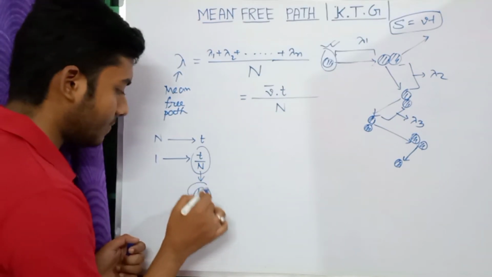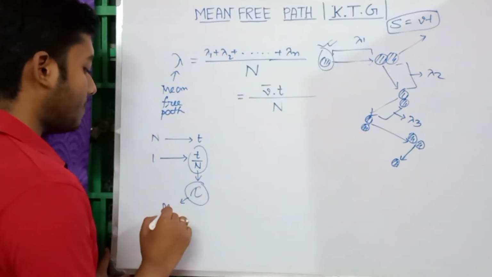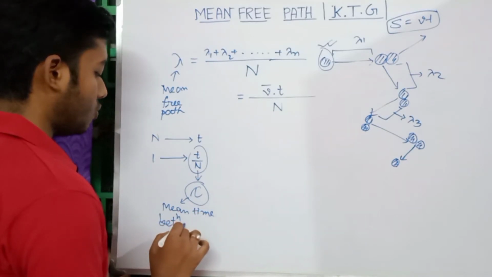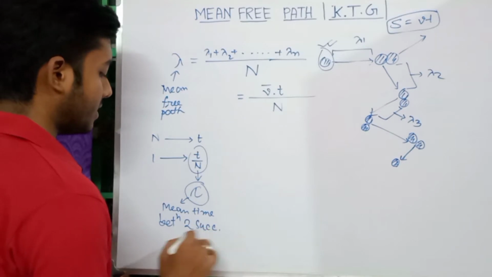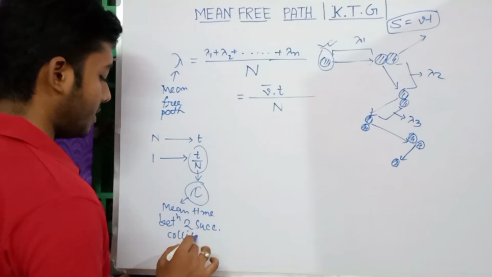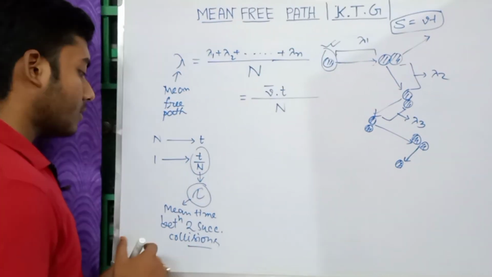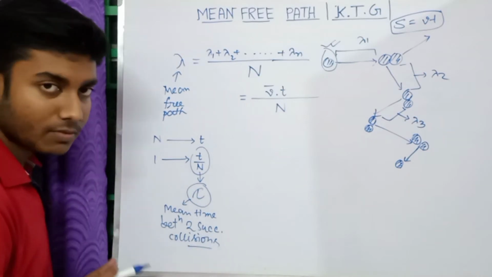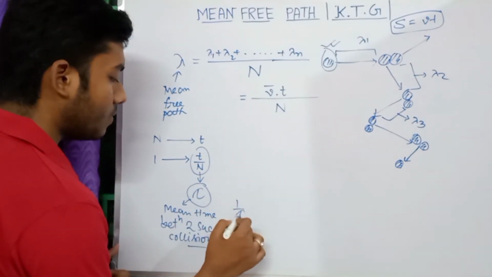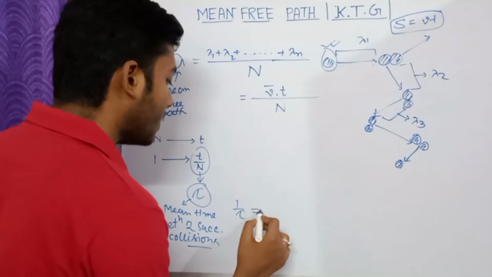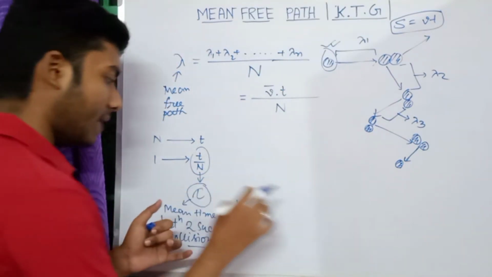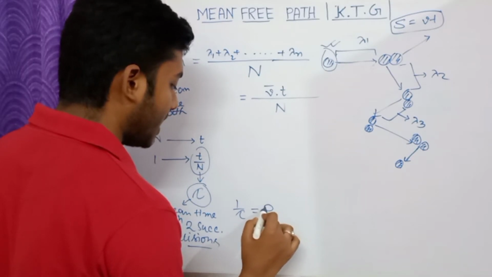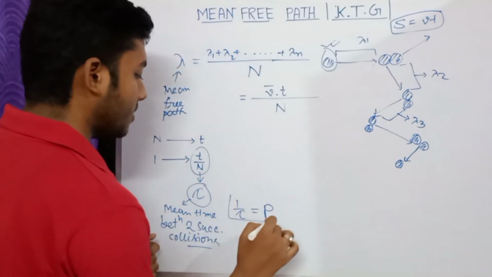This is the mean time between two successive collisions. Now if this is the mean time between two successive collisions, then 1 by tau is nothing but a frequency, and in this case we call it the collision frequency, or simply P, capital P. So this is our collision frequency.